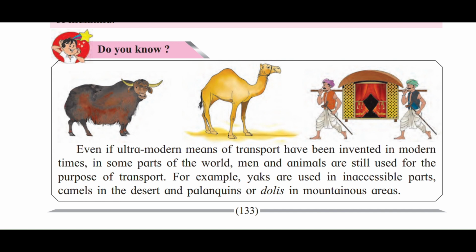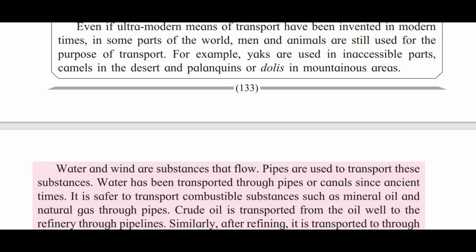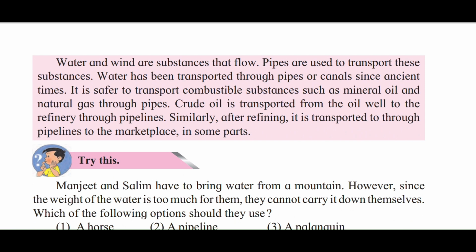Do you know, even if ultra modern means of transport have been invented in modern times, in some parts of the world, men and animals are still used for the purposes of transport. For example, yaks are used in inaccessible parts, camels in the deserts, and the palanquins or the dolis in the mountainous areas. Page number 134.